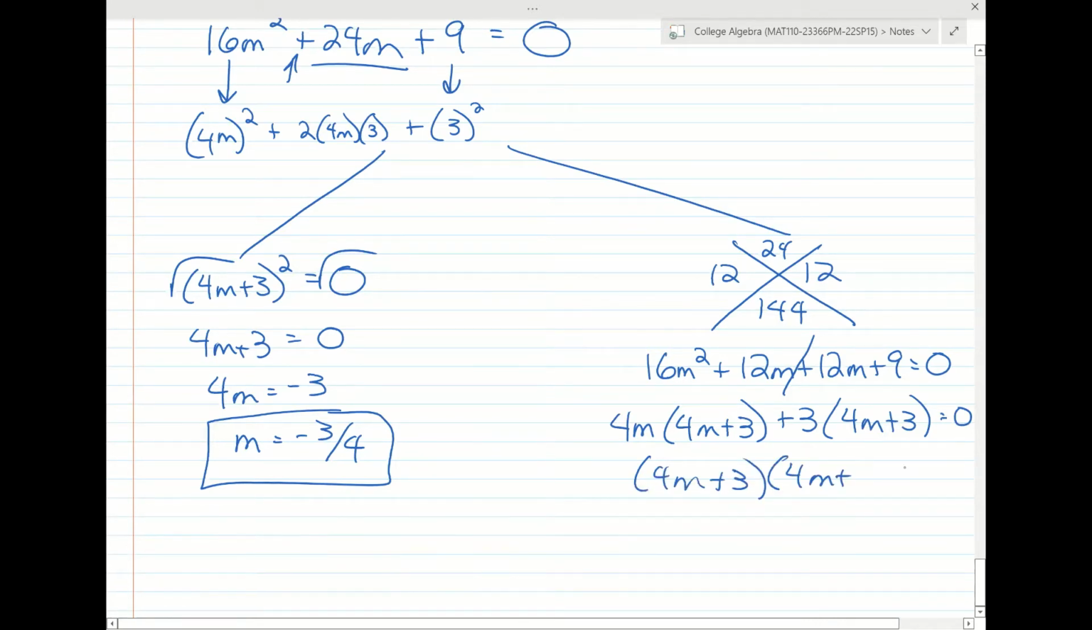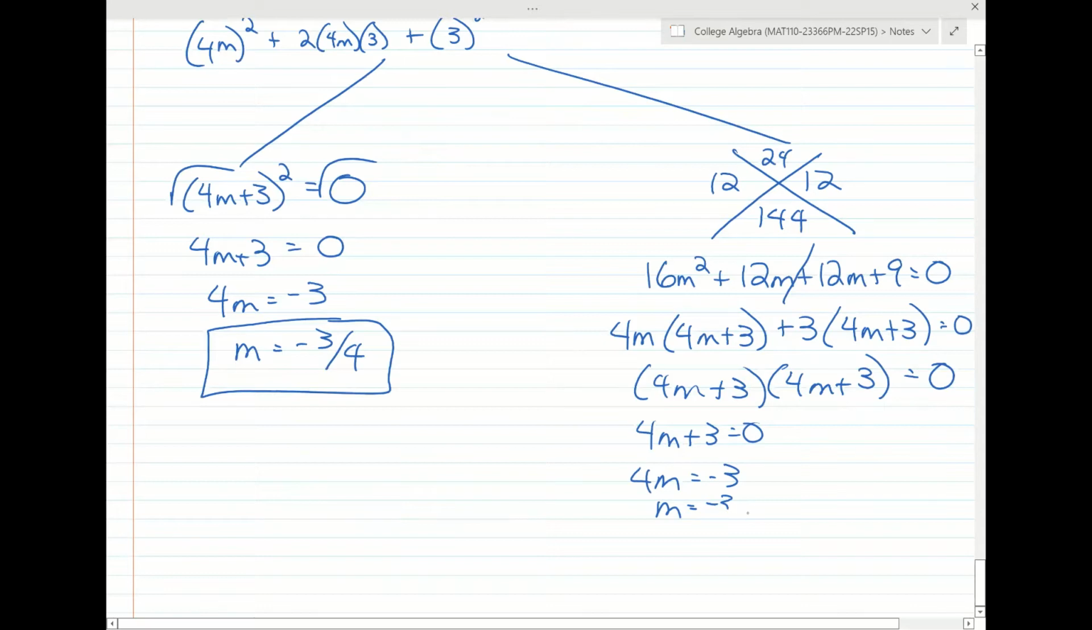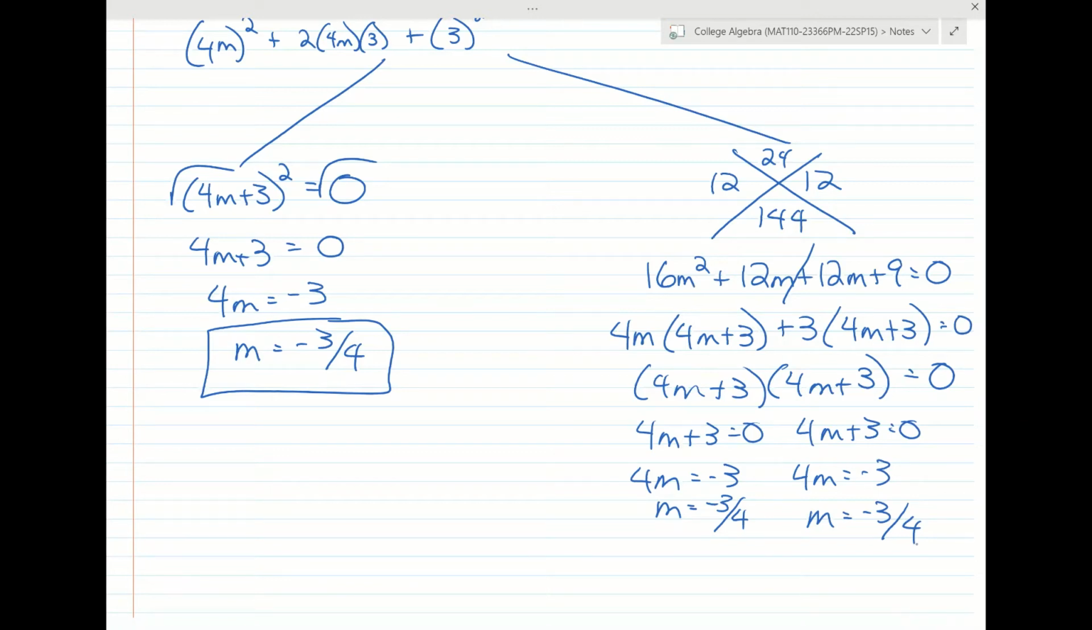4m plus 3 times itself is the same thing as just squared. So you get the same answer. M would be negative 3/4, and you'd actually get it twice. All right, so we get the same answer there.